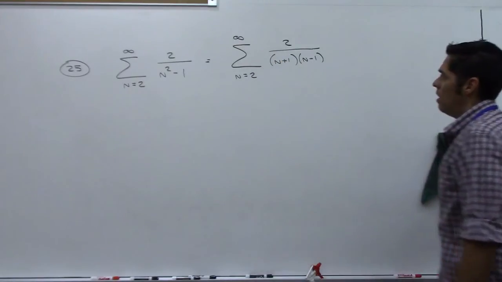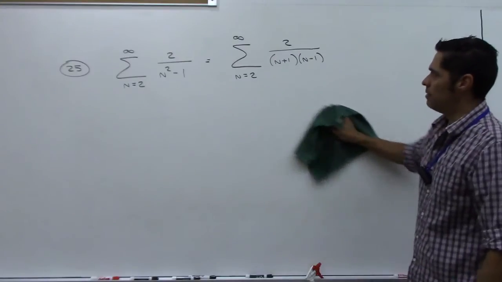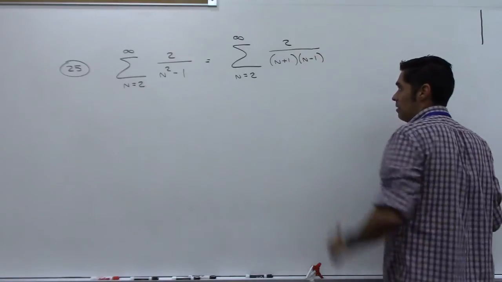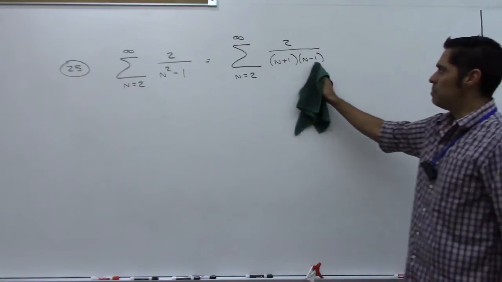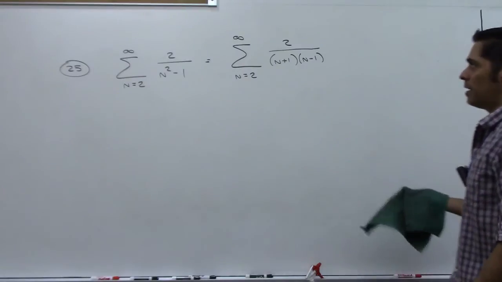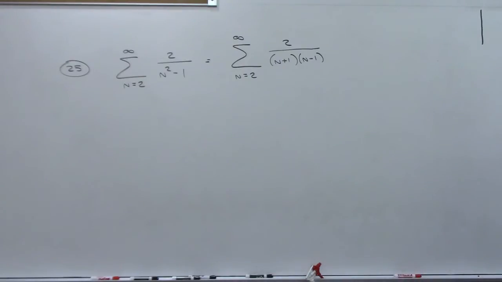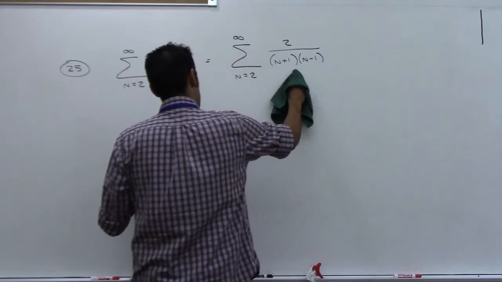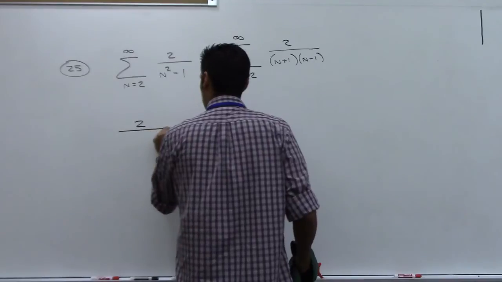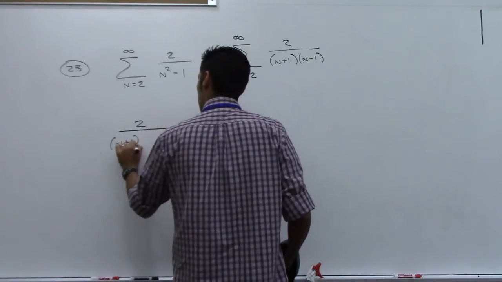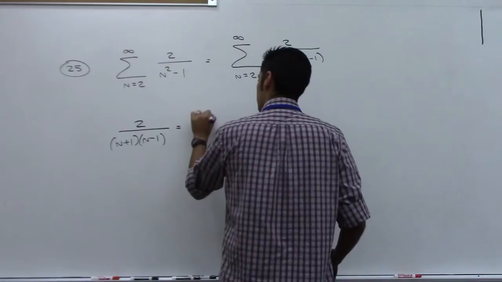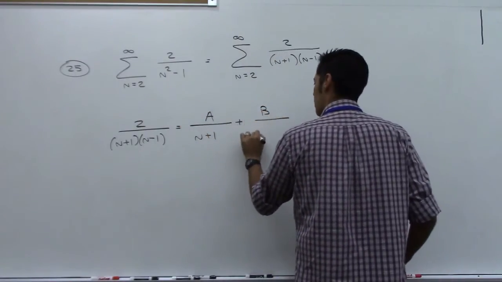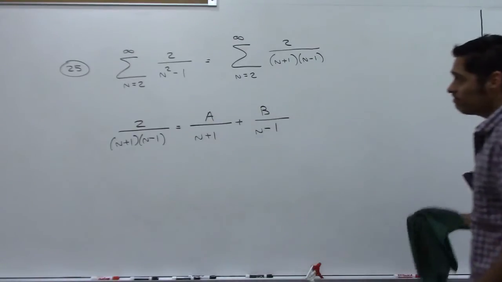Now, I cannot split this up into two different series, one with 2 over this and 2 over that, because you can't work with fractions that way. Each of these by themselves is linear, but multiplied together is quadratic, so we're still not going to get harmonic that way. But we realize, wait a minute, we could do a partial fraction decomposition. I can rewrite 2 over n plus 1 times n minus 1 as, with two distinct linear factors, a over n plus 1 plus b over n minus 1.